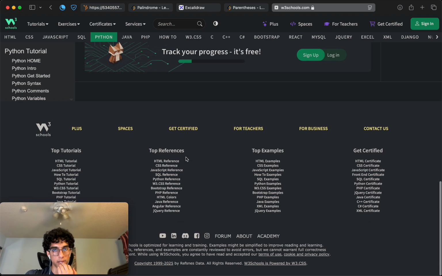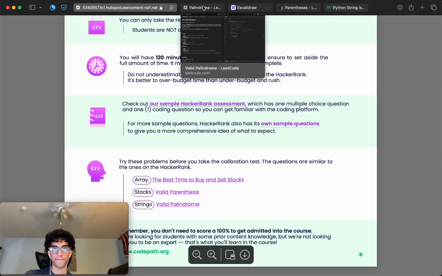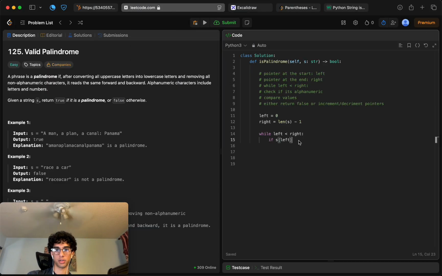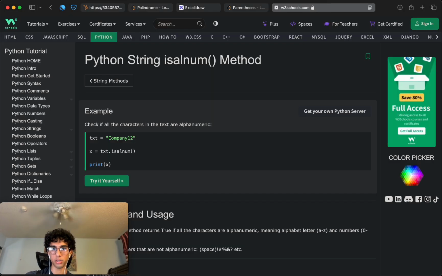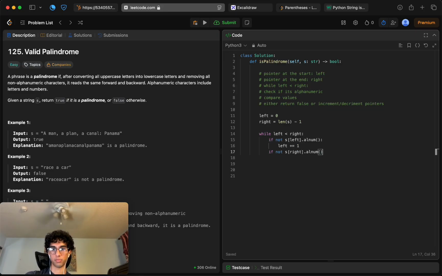I guess we could just do the whole thing, but whatever, we'll just do this. If not s[left].isalnum(), is it a method? Yeah, it is a method. Okay, if not s[left].isalnum(), left plus equals 1. If not s[right].isalnum(), right plus equals 1.